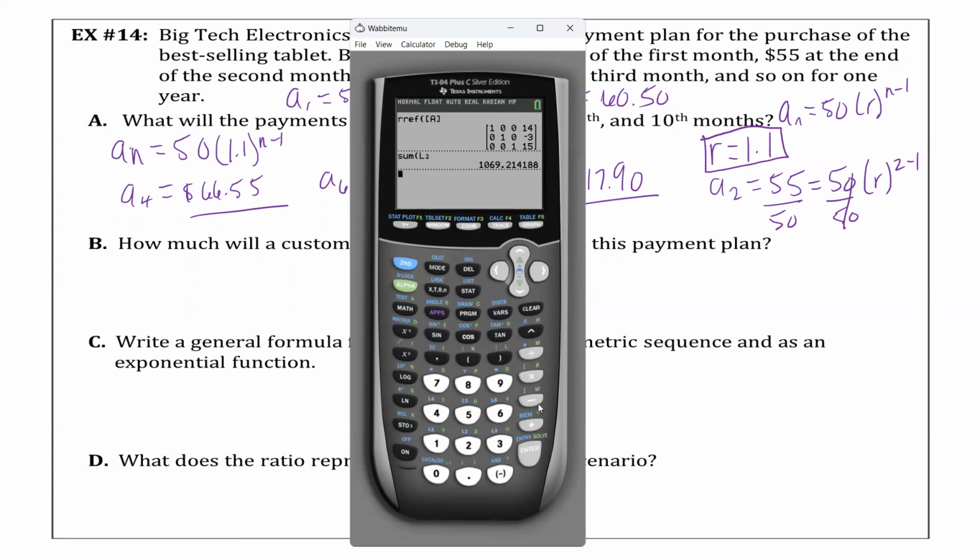Okay. Again, I'm not sure how to do that in Desmos. I challenge one of you to figure out how to do it in Desmos, but I can gladly show you how to do it using the TI-84. Okay.